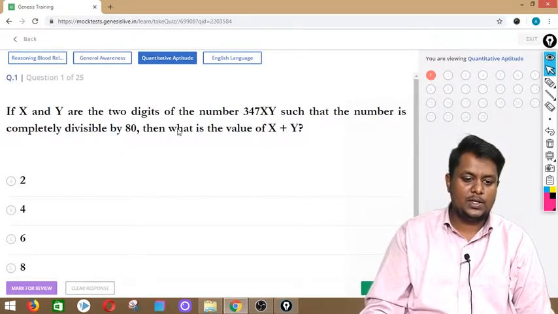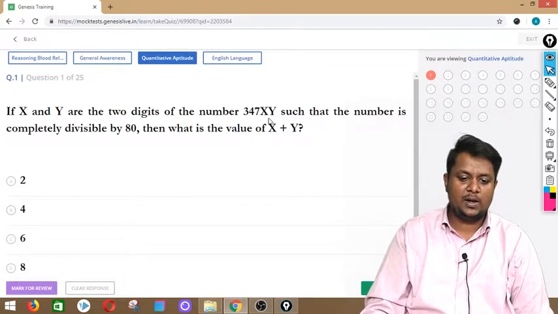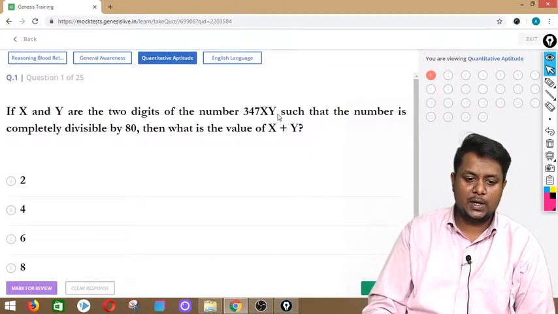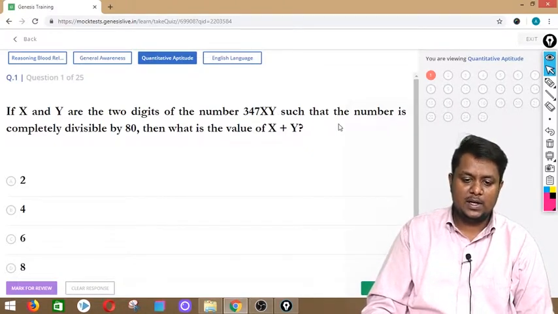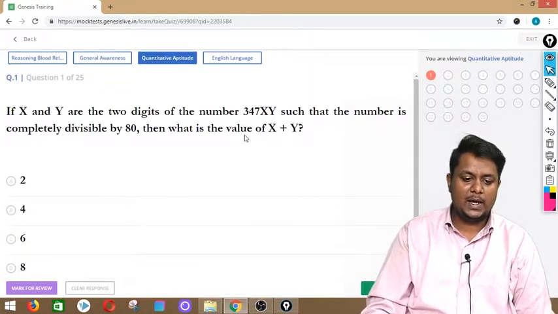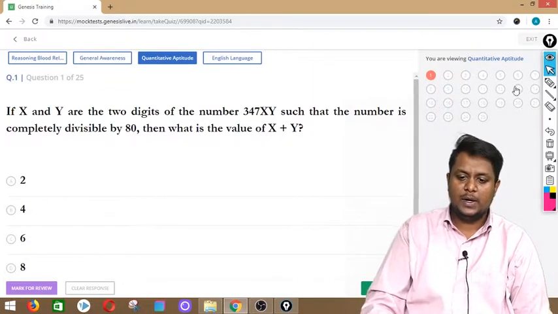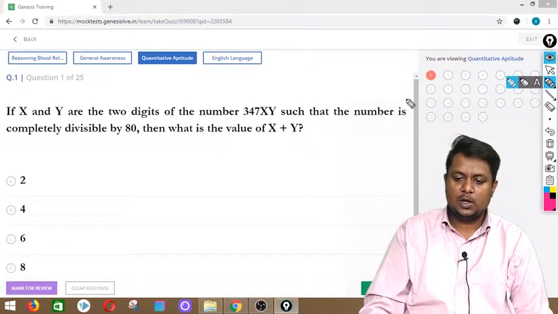X and Y are two digits of the number 347xy. The last two digits of the number are x and y, such that the number is completely divisible by 80. Then what is the value of x plus y? So now let us solve this question.